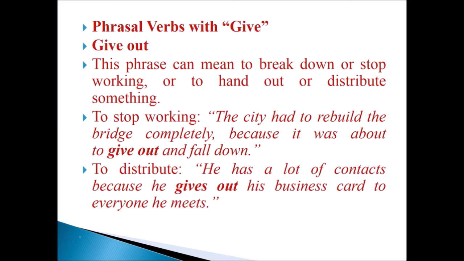Now let's see one example sentence. The city had to rebuild the bridge completely because it was about to give out and fall down. Next, let's see about to distribute. Example sentence: He has a lot of contacts because he gives out his business card to everyone he meets.